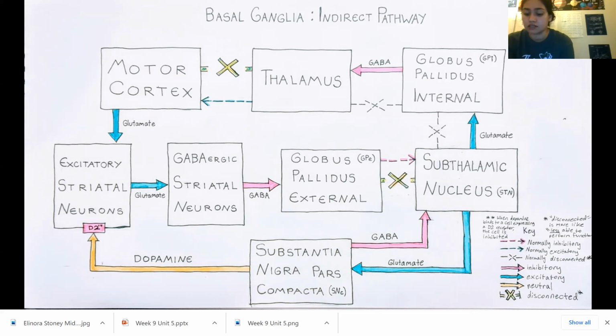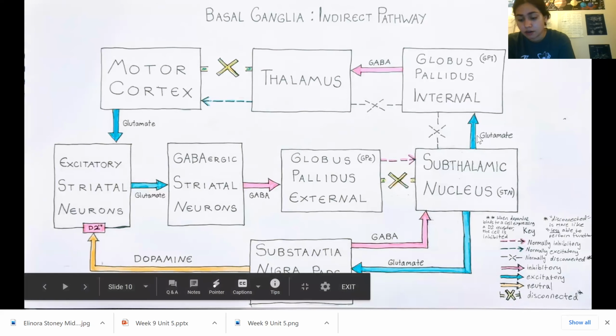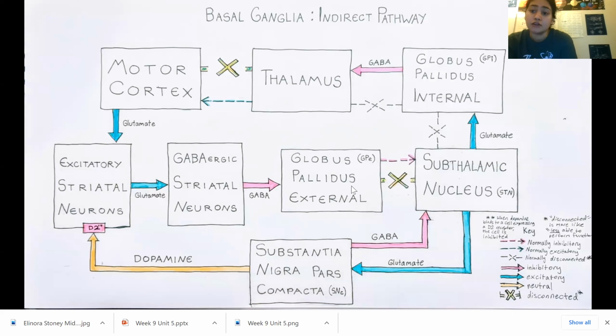And the excited striatal neurons connect to other neurons in the striatum, which release the inhibitory neurotransmitter, GABA, onto another part of the basal ganglia called the globus pallidus external. Now, normally when the globus pallidus external is not being inhibited, its job is to prevent activity in the subthalamic nucleus. And the subthalamic nucleus normally really wants to excite the globus pallidus internal. But normally, it's not able to do that because the globus pallidus external is usually sending inhibitory projections to the subthalamic nucleus, preventing it from sending anything to GPI.